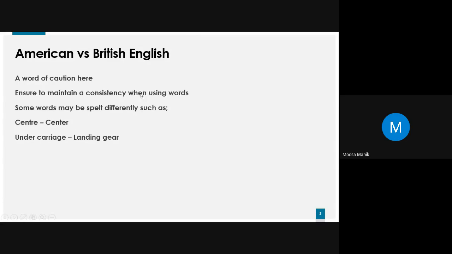Now, this is nothing to do with spelling. This is quite different. Certain appendages, or pieces of equipment, or parts, are named differently in England as well as in the United States. Now, undercarriage. Does anyone of you know what an undercarriage is? Can you tell me what it is? Just for the sake of asking. No response. What do you think it is?